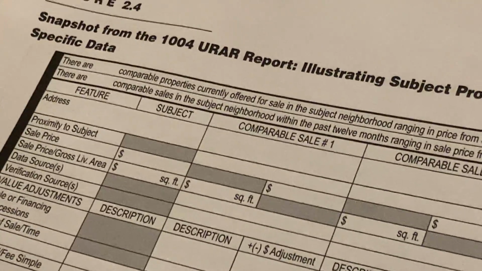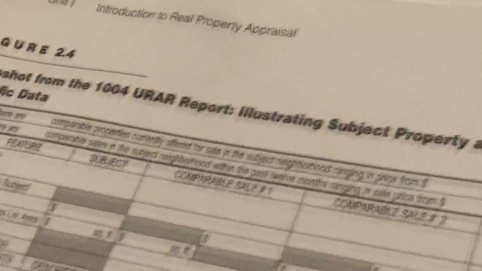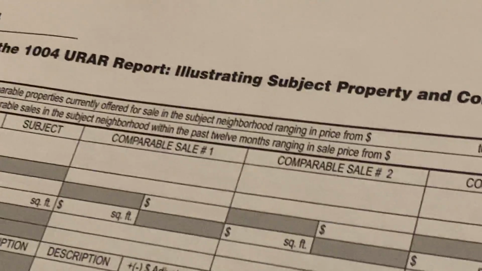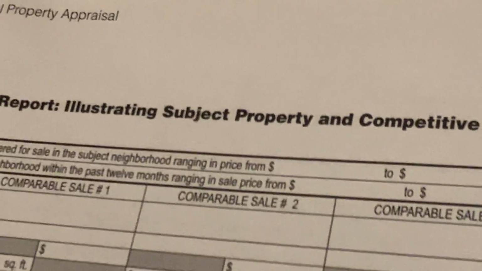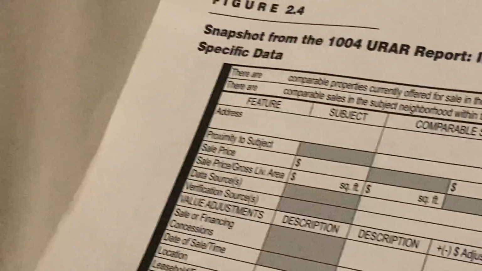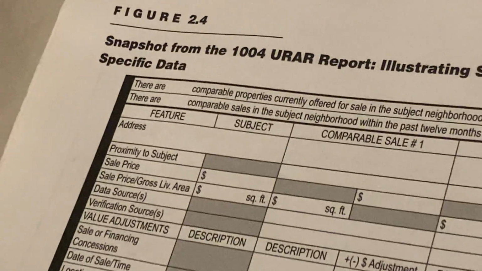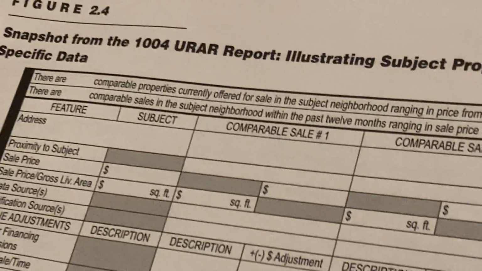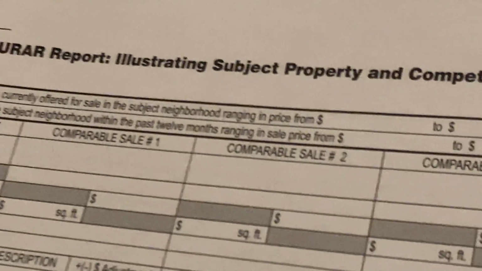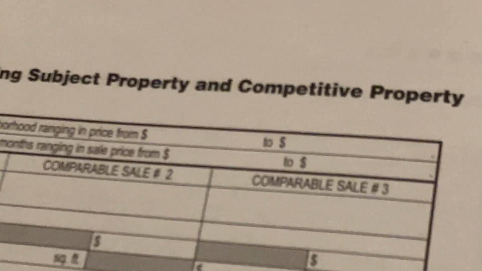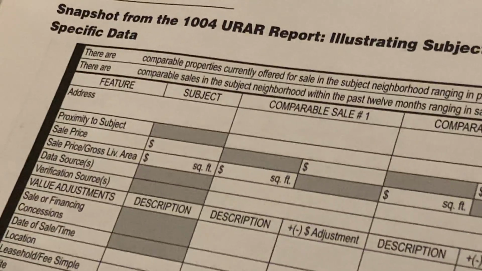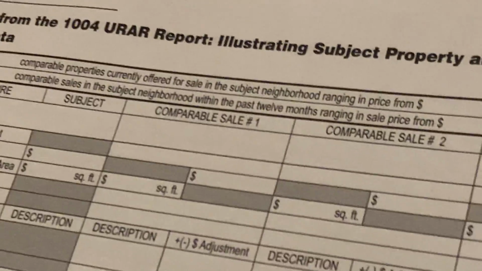On the top, it says there are blank comparable properties currently offered for sale in the subject neighborhood, ranging in price from $ to $. Underneath that, it says there are blank comparable sales in the subject neighborhood within the past 12 months, ranging in sale price from blank to blank. Underneath that, it says feature, then subject, and then comps 1 through 3.